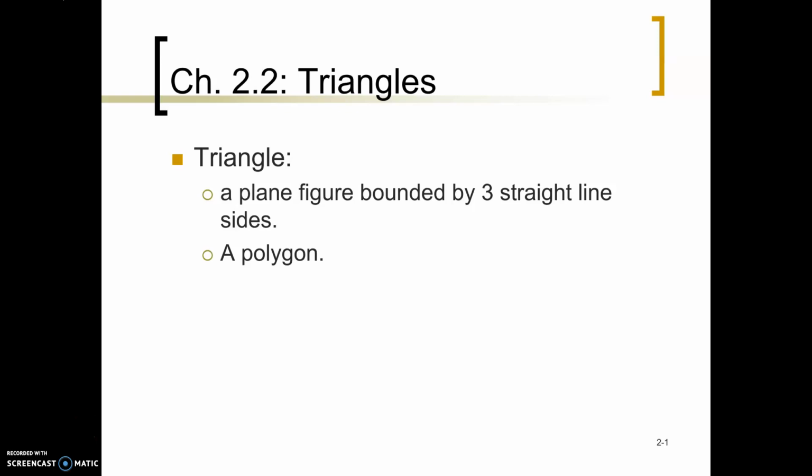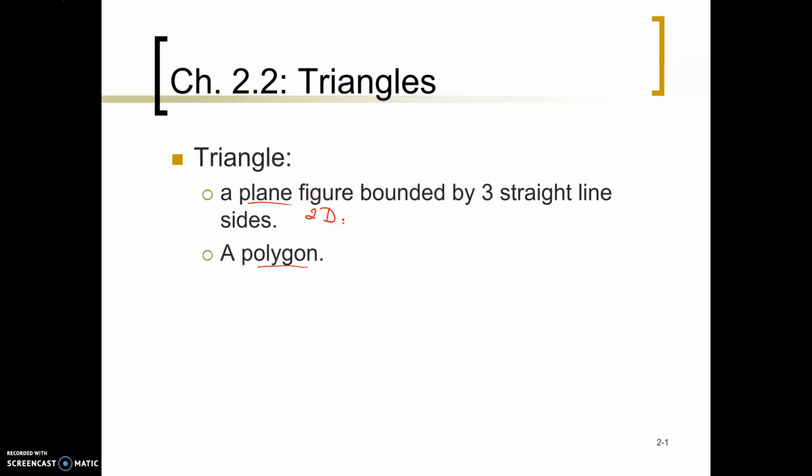Okay, so here we are for chapter 2.2 of the geometry lessons on triangles. Triangles are the first plane geometric figure that we are going to be looking at. A triangle is a plane figure bound by three straight sides, and it is an example of a polygon. A plane geometric figure is two-dimensional, okay?